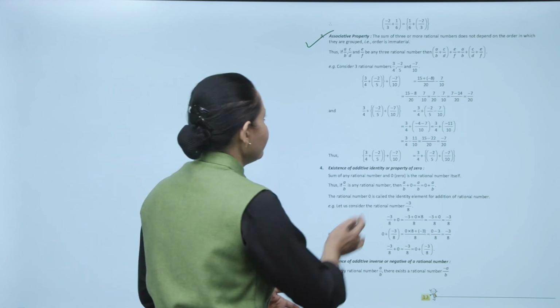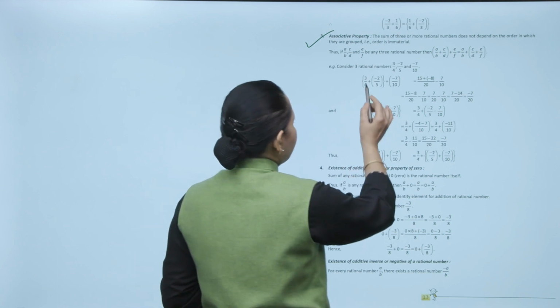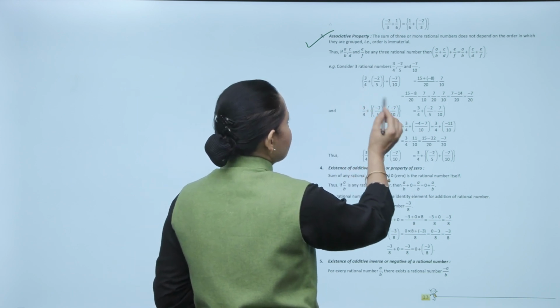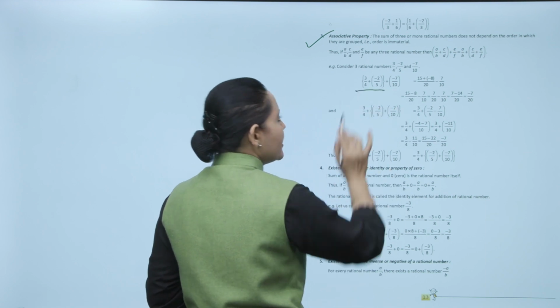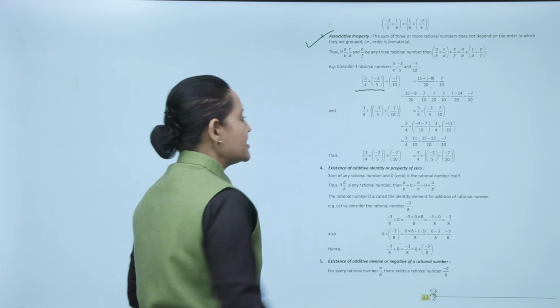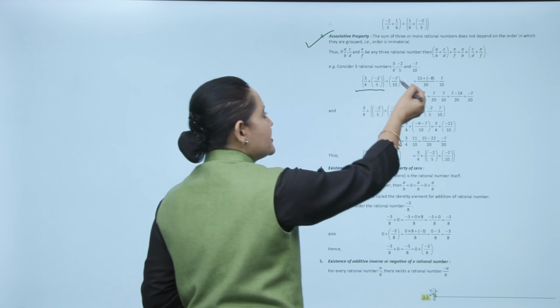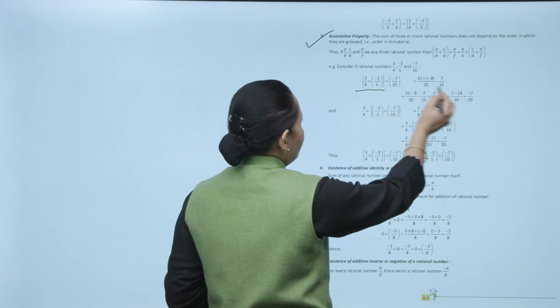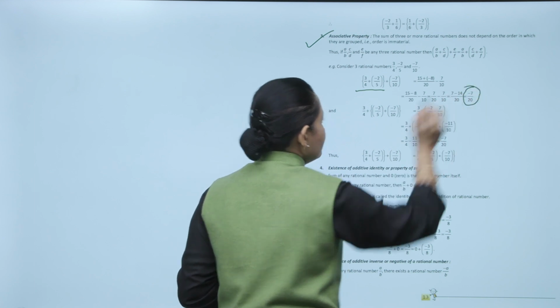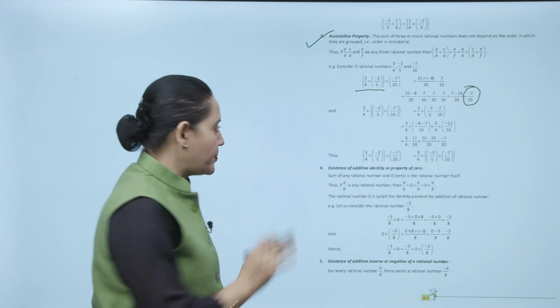For example, consider three rational numbers 3/4, -2/5 and -7/10. So first we have done, हमने क्या किया, 3/4 plus -2/5 इन दोनों की ग्रुपिंग की है. First we will add these two rational numbers, then we will add -7/10. So we will get -7/20.